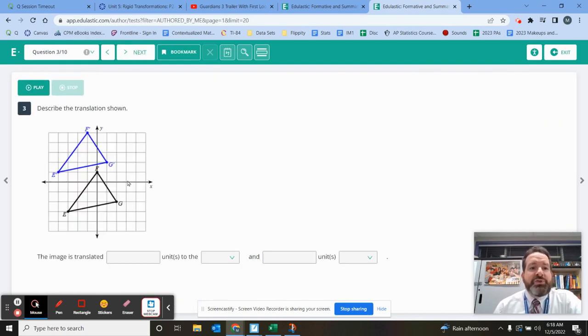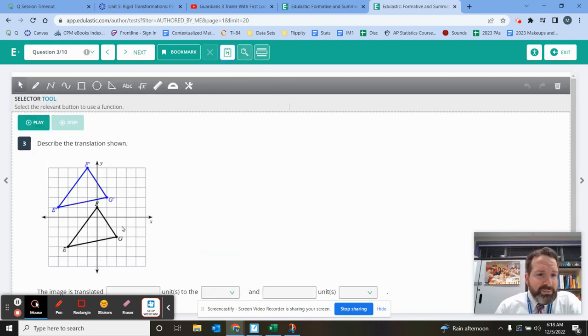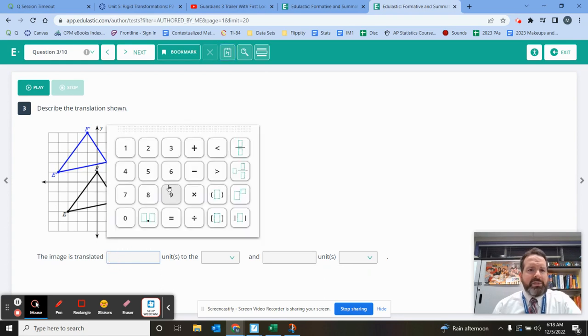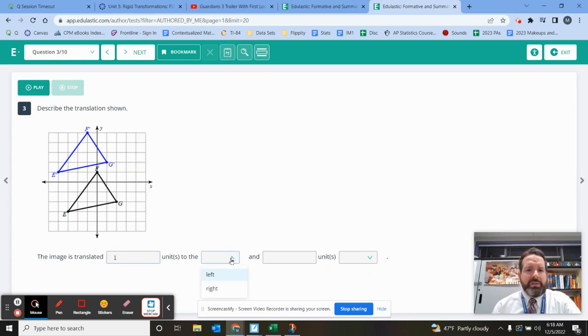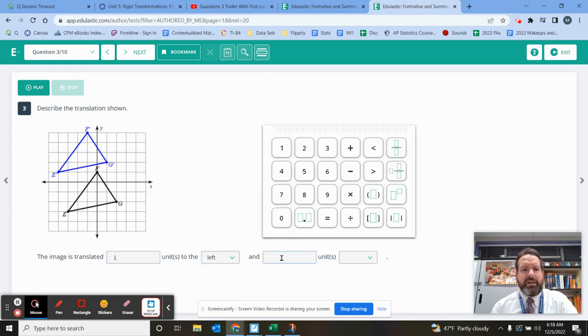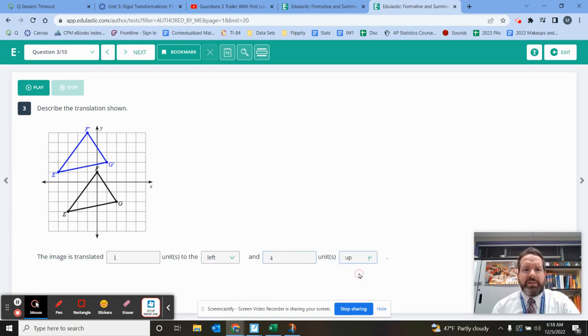Describe the translation. Make sure you're going from the old to the new. So I'm going to turn on my scratch pad here, and turn my pencil tool on. So a little bit up and then a little bit over. So it's 1 spot to the left and 1, 2, 3, 4 spots up. Okay. This image is translated 1 unit to the left and 4 units up.